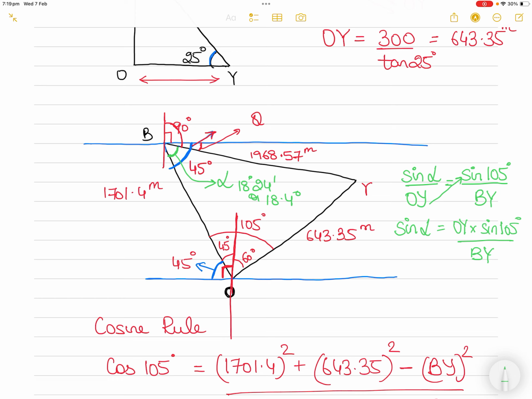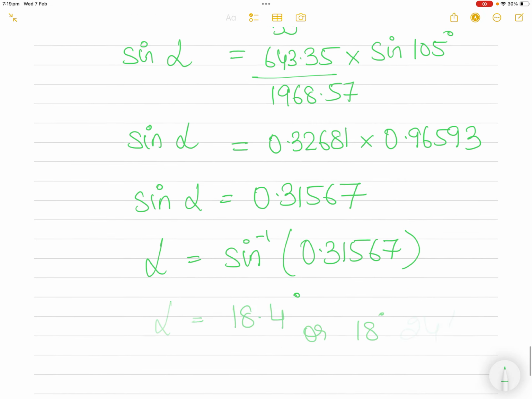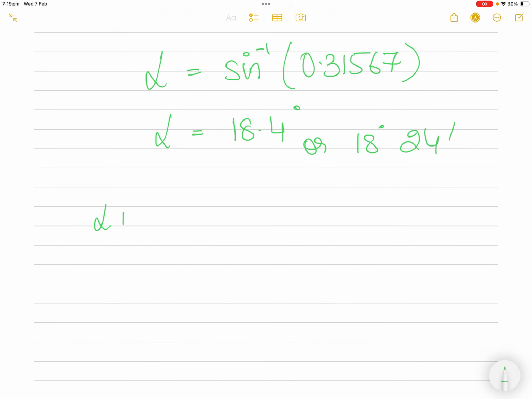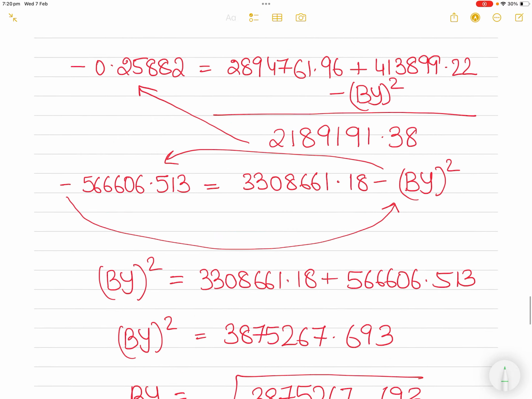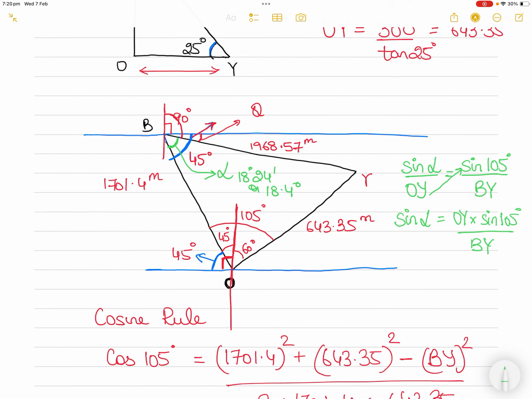That's not what we are interested in finding. We are interested in finding angle Q, because if we find angle Q and add it to 90 degrees, we will get the bearing or the direction of travel of the boat from the yacht. So the total angle is 45 degrees, so L plus Q is equal to 45 degrees. So Q equals 45 degrees minus 18.4 degrees, or Q equals 26.6 degrees. Now this is Q, 26.6 degrees we have found out.